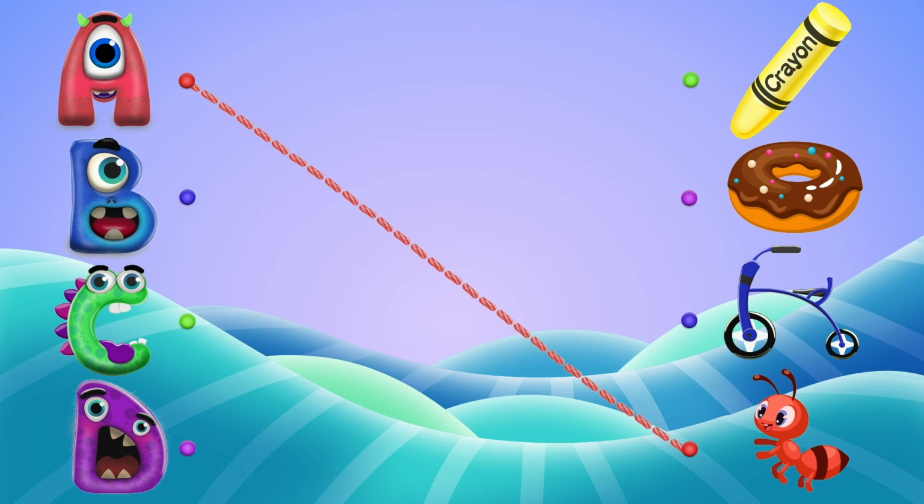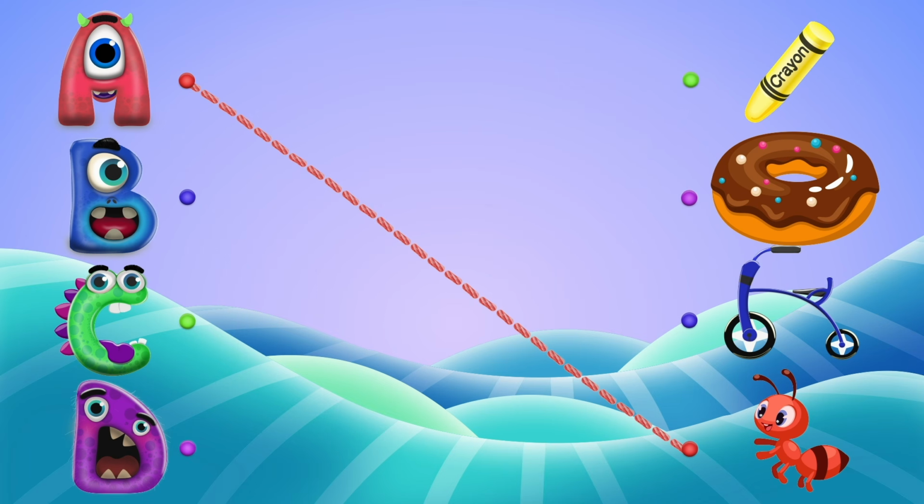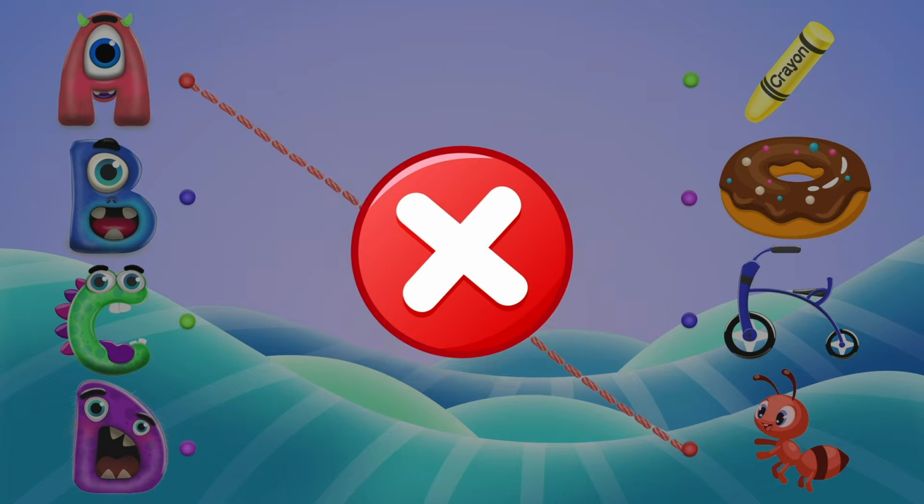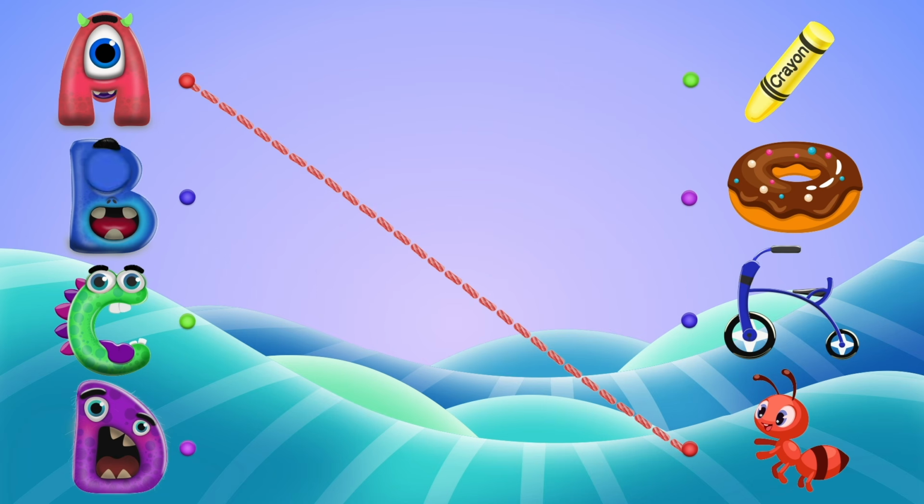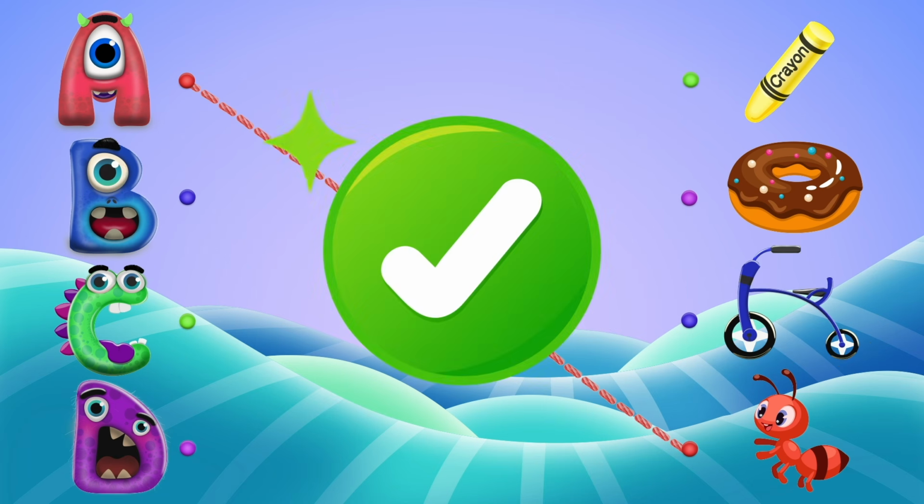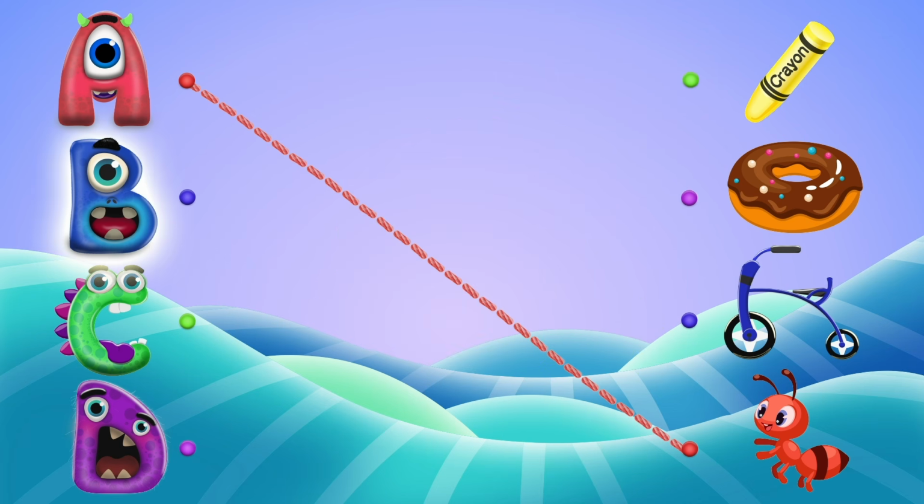Does crayon start with letter B? Does donut start with letter B? Does bicycle start with letter B? B is for bicycle. Now let's proceed with letter C.